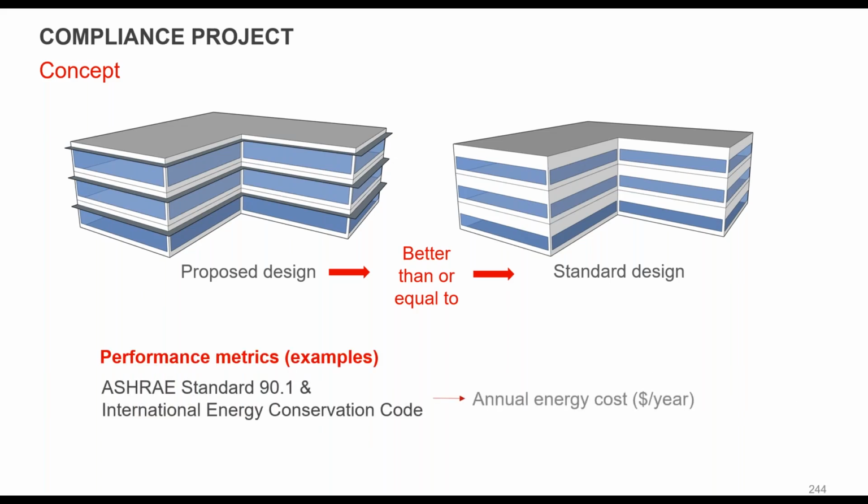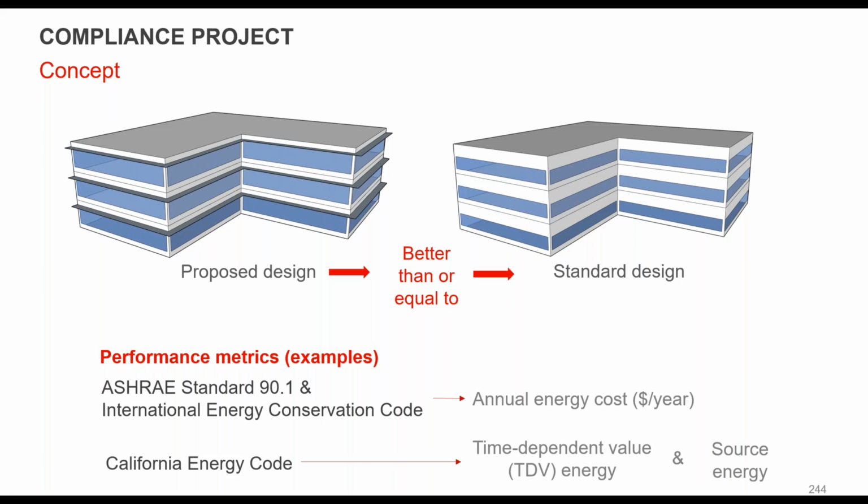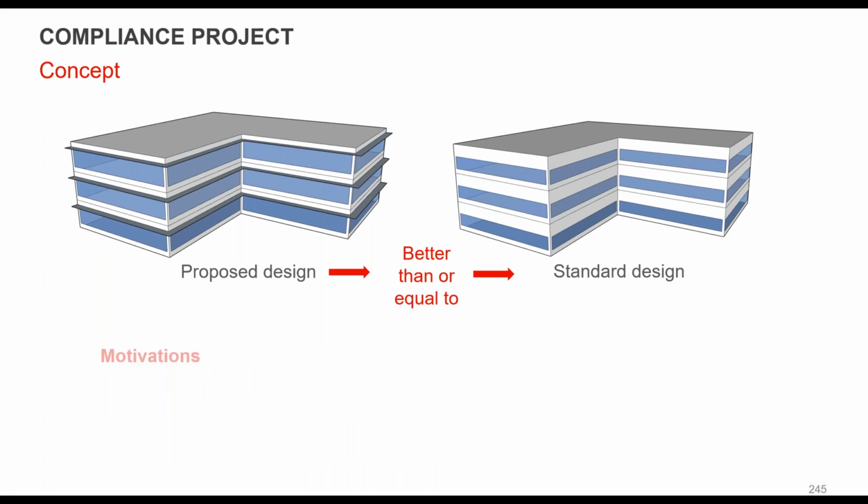So for some of the metrics, if I'm looking at 90.1 or IECC, the metric will probably be cost. So as long as the annual energy cost for my proposed design is better than standard, I comply. In California, it includes that time-dependent value of energy that Sam talked about. So it has both an energy cost and a source energy aspect to it. So again, modeling both sides of that equation.